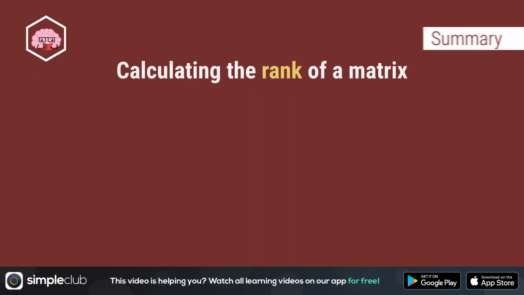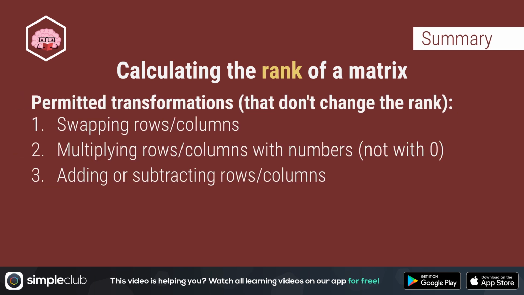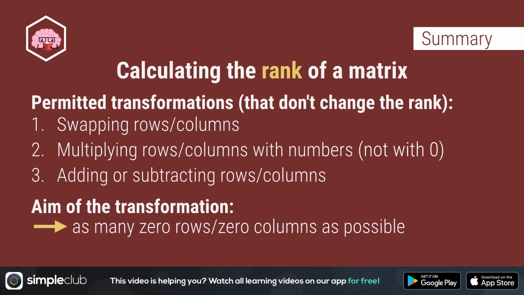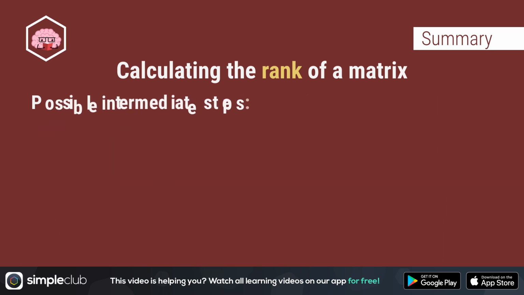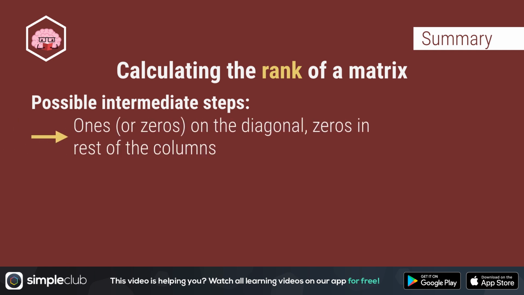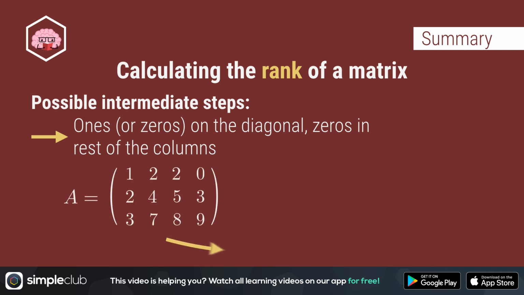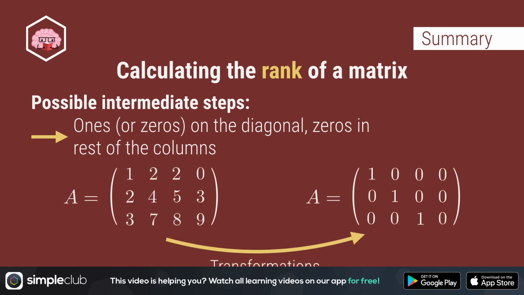So, how do you calculate the rank of matrices? You can swap rows or columns, multiply with numbers, or add or subtract. The aim of the transformation is to get as many 0 rows and 0 columns as possible. The number of rows or columns that can't be made into null rows or columns thus equals the rank of the matrix. As an intermediate step, it is quite useful to make the entries on the diagonals into 1s and make the rest in the column zeros, just as we did with this matrix. Some diagonal entries can also be 0, but don't mind that.